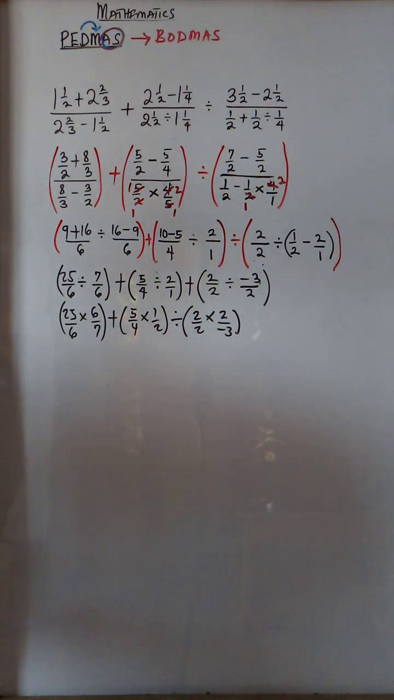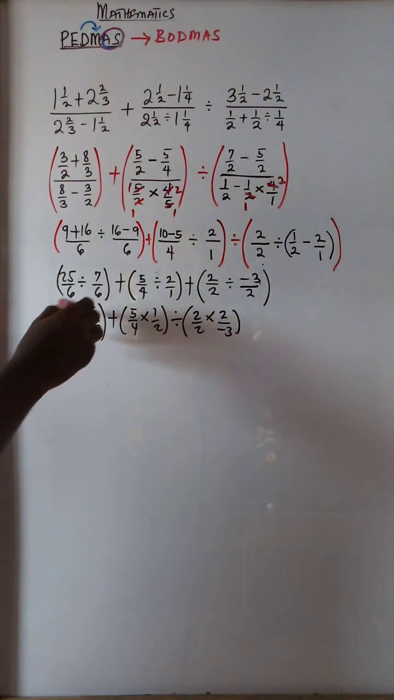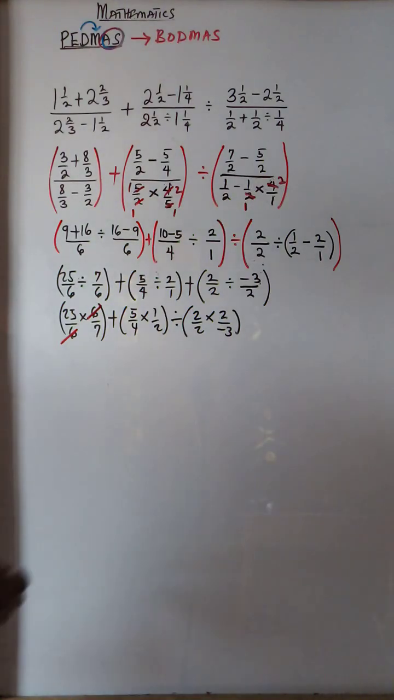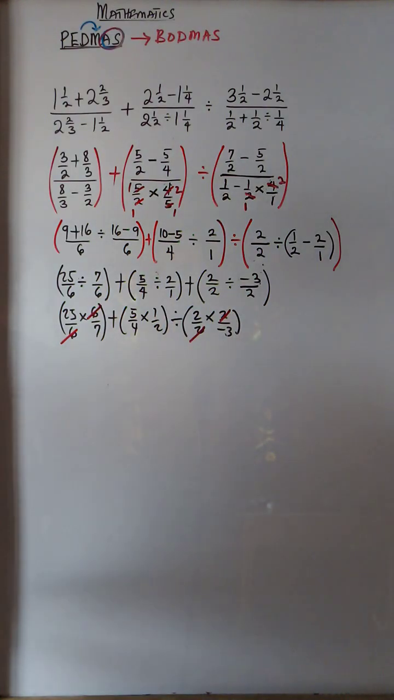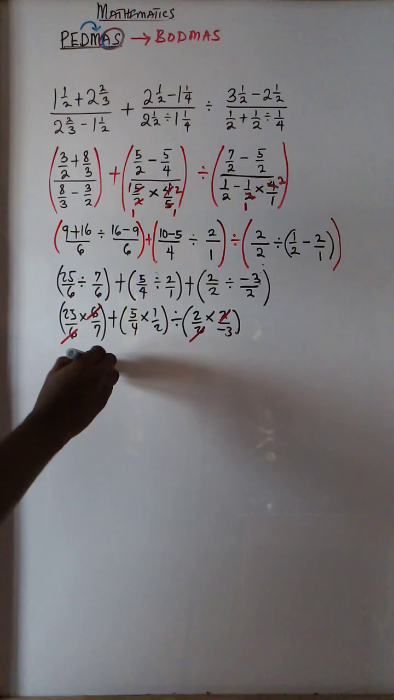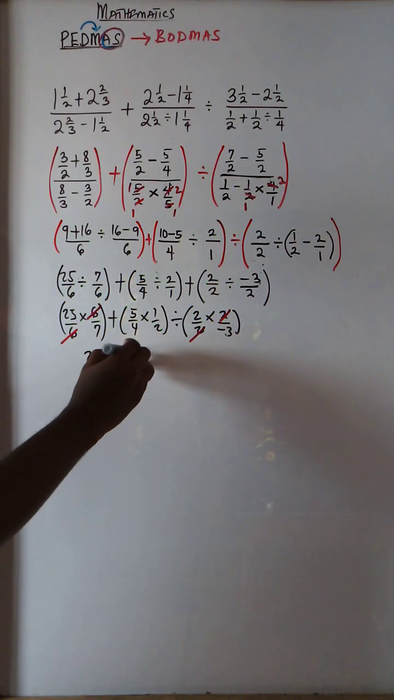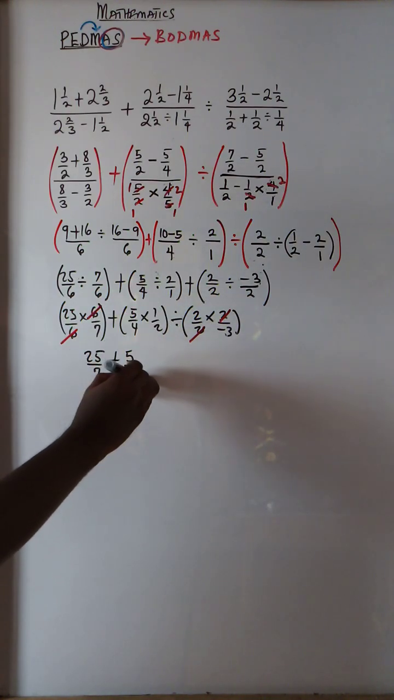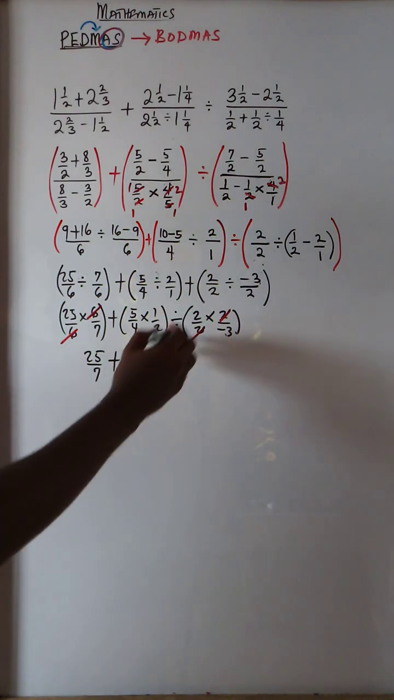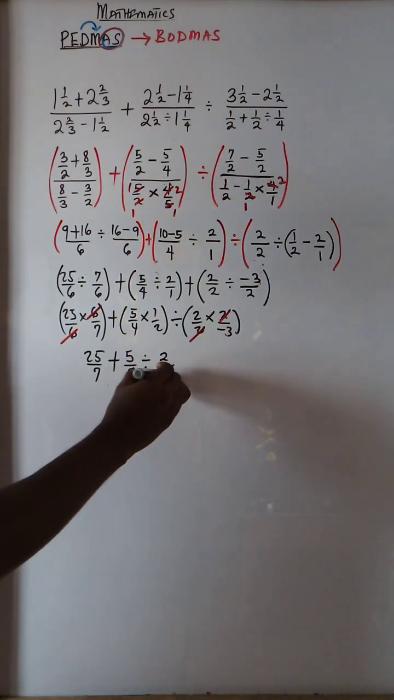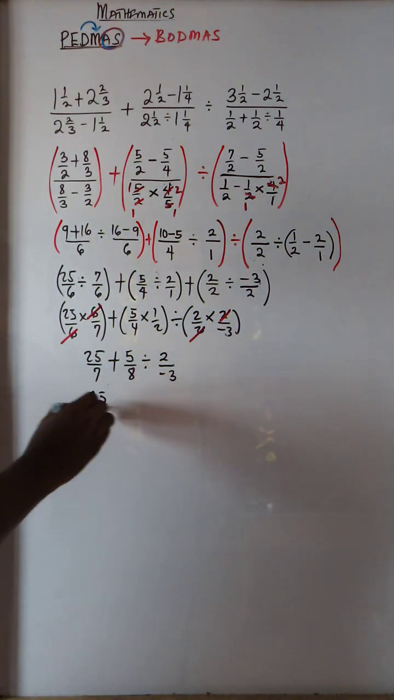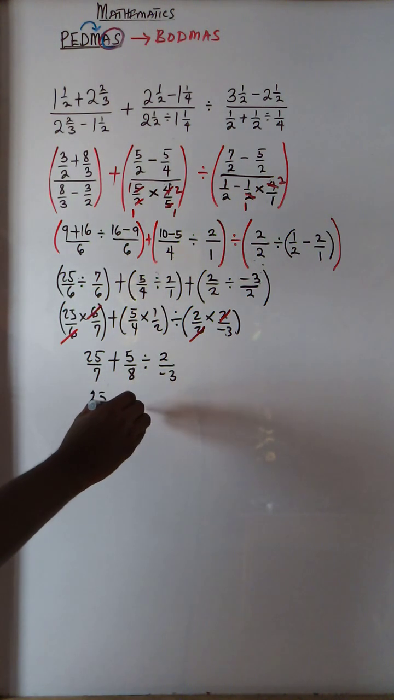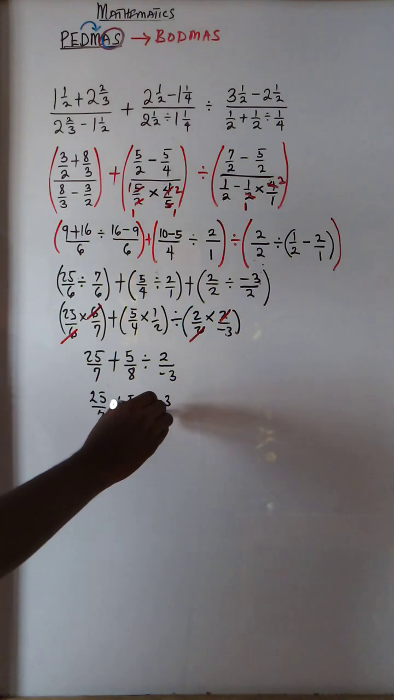What next? Let's see what we cancel. Over here, do you have anything I can cancel? Nothing. Over here, yes. So for the first one here, we have 25 over 7 left. Plus 5 over 8, divided by, up here we have 2, down here we have minus 3. So what next? We have plus and division. You do division first. 25 over 7 plus 5 over 8 times minus 3 over 2.